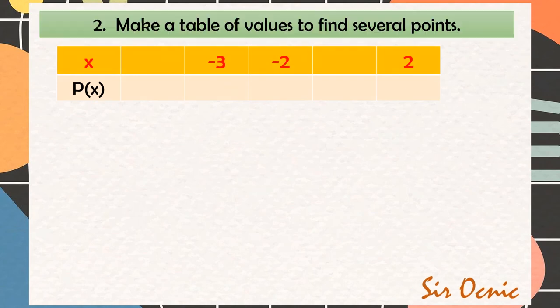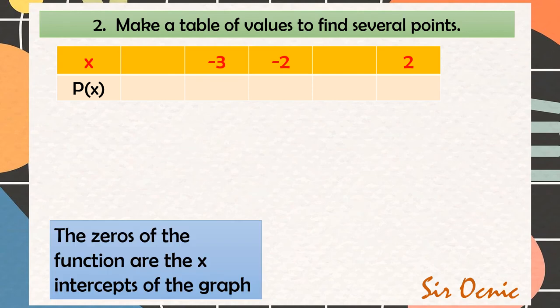Let us now make a table of values to find several points. Take note that the zeros of the function are the x-intercepts of the graph. Therefore, p of x of negative 3, negative 2, and 2 are all zeros. Let us insert negative 4 and 0 in our table of values.